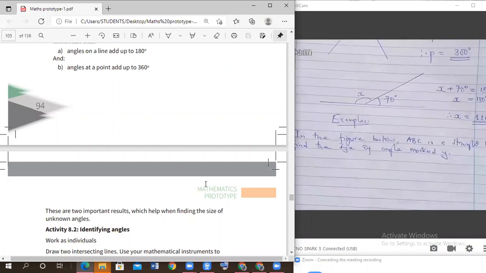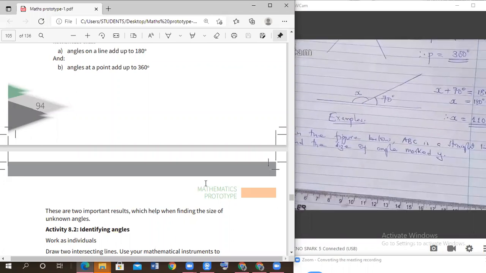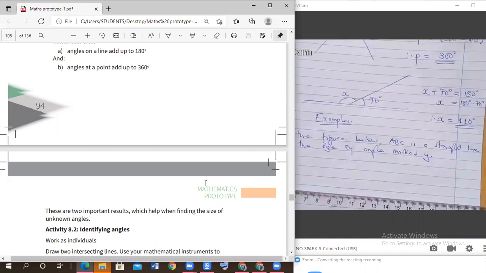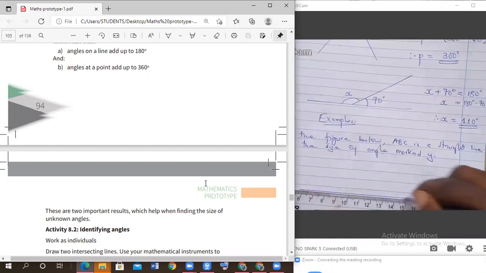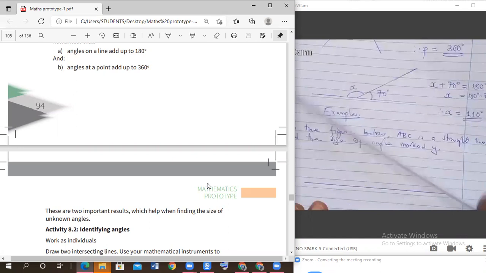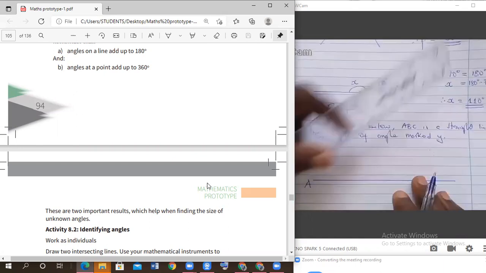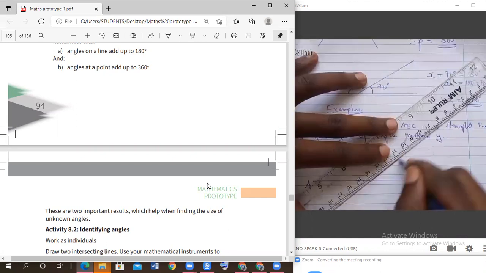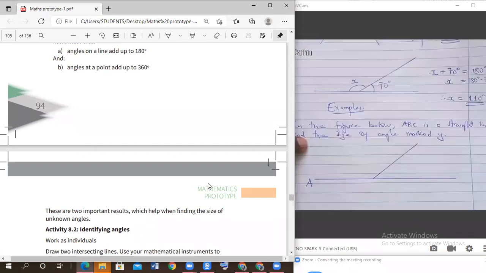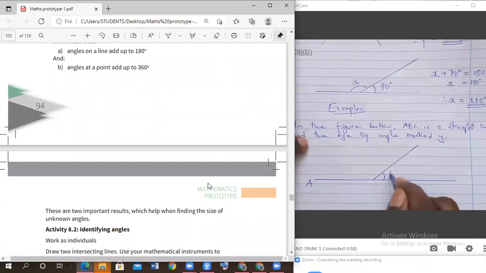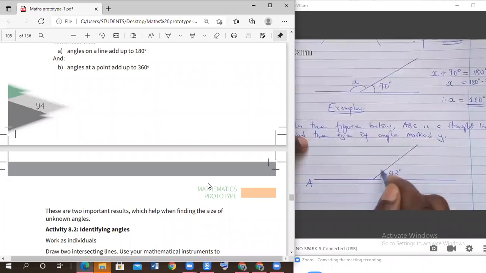So they have drawn for us here. Let me know people are doing it, please. People are writing what I'm writing here. Now this angle they have given us to be 42 degrees. Now this is the angle Y. This is point A, B. This is point C.